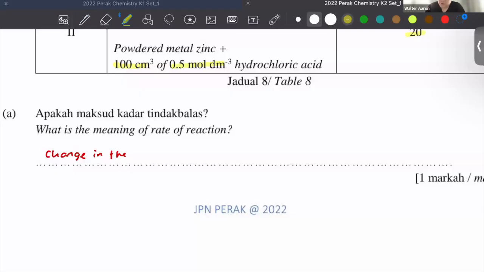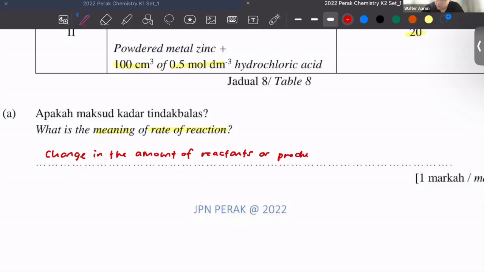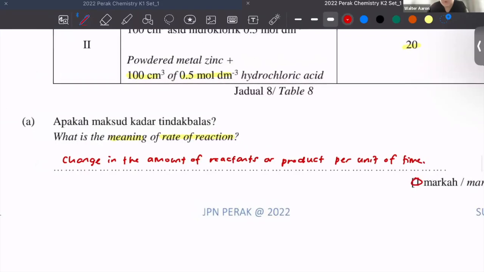Because this is not an operational definition. If you see properly, it's actually referring to rate of reaction, but it didn't say based on the experiment, so it can be a general answer also. So the general answer here will be a change in the amount of reactants or product per unit of time. So you get 1 mark for this. This is a general definition.